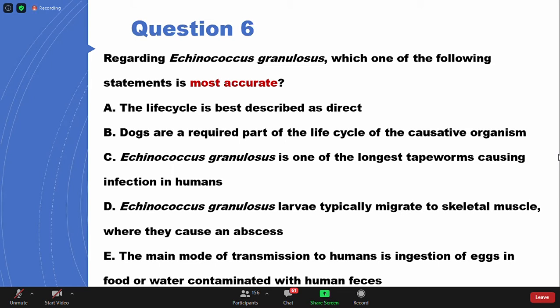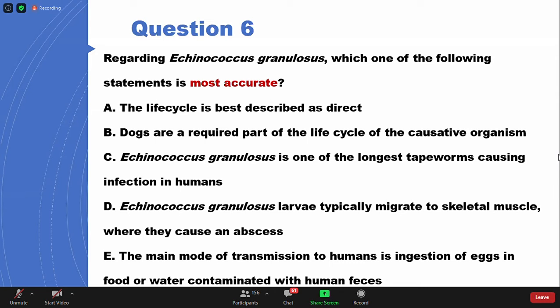Okay, what is the mic? They can hear you. Okay, I think it's not A because it's indirect life cycle. And for C, it's not the longest, it's very short. It's only three proglottid. And for D, because the embryonated egg, I think, is the infective form, not the larvae.